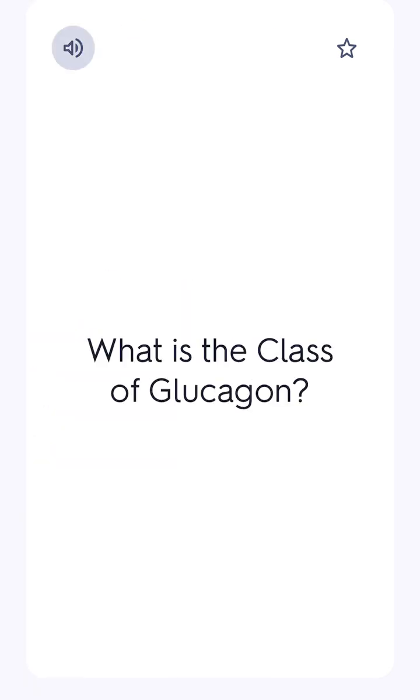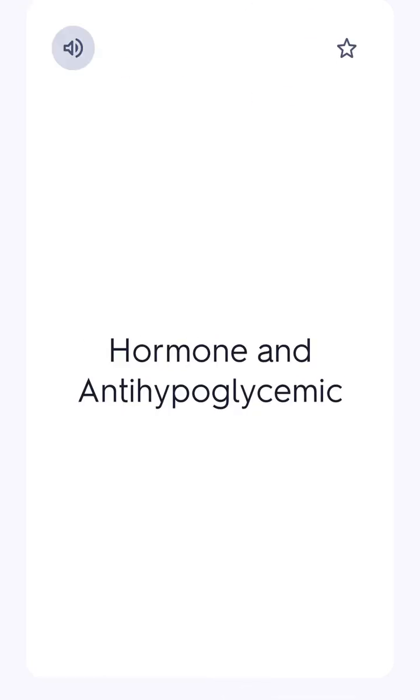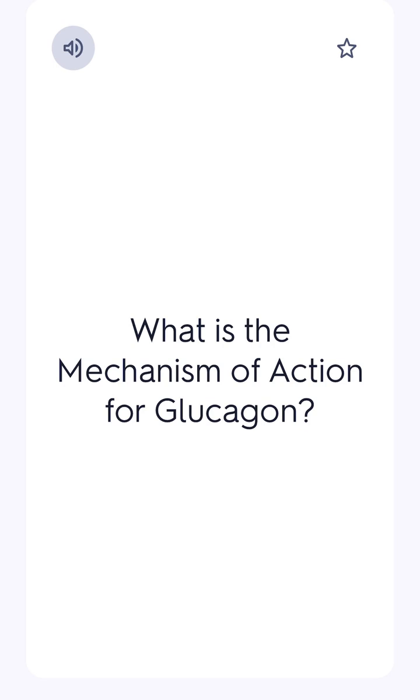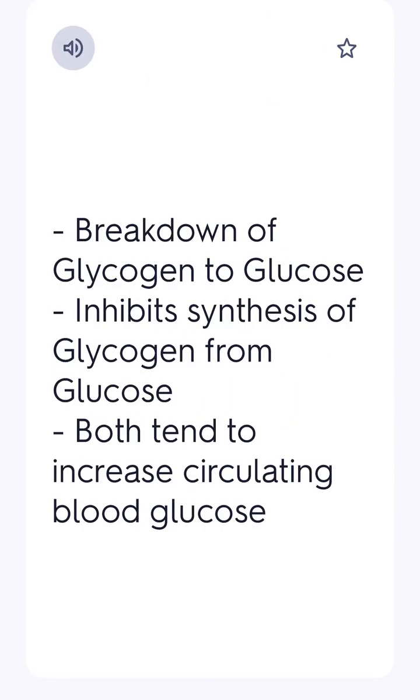What is the class of glucagon? Hormone and anti-hypoglycemic. What is the mechanism of action for glucagon? Breakdown of glycogen to glucose, inhibits synthesis of glycogen from glucose. Both tend to increase circulating blood glucose.